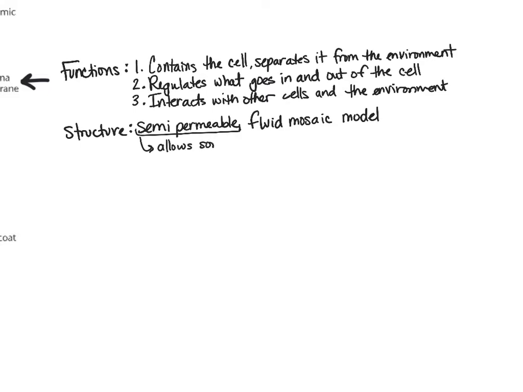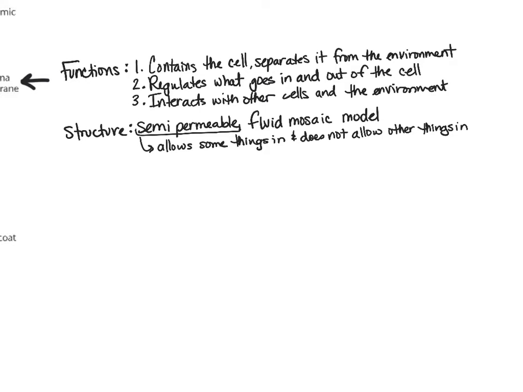So it allows some things in and does not allow other things in. Permeable means allowing things to come through it, and it's somewhat permeable. It doesn't allow everything in, otherwise it would be completely permeable. Or if it was not permeable at all, then it would let nothing in. So it's semi-permeable, allows some things in, some things not.